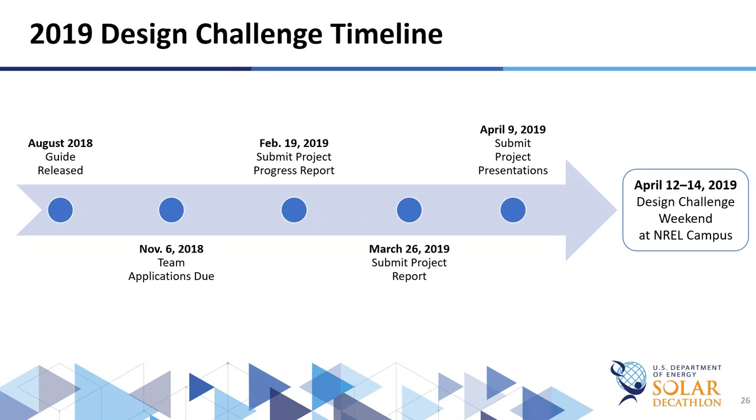On February 19th, 2019, all teams are required to submit a project progress report. Based on that review, up to 48 finalist teams, 8 in each of the 6 divisions, are selected and invited to compete further with a final project report and presentation of their design at Design Challenge Weekend at NREL Campus in April. New this year, teams that complete the project progress report but are not selected to participate as finalists at the Design Challenge Weekend are invited to send one attendee to the competition to present a poster. So everyone should plan to finish their project.